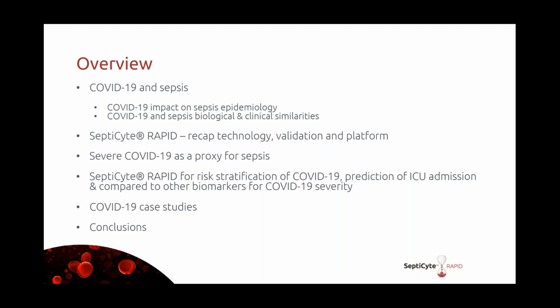Recap SeptiCyte RAPID's technology, its validation, and the platform that we use, and then look at the severity of COVID presentation as a proxy for sepsis and the role of SeptiCyte RAPID in risk stratification of COVID-19. Also look at predicting a need for ICU admission compared to other biomarkers in COVID-19 severity. And then a review of a couple of cases of COVID-19 and the role of SeptiCyte RAPID, how it can be used in that.